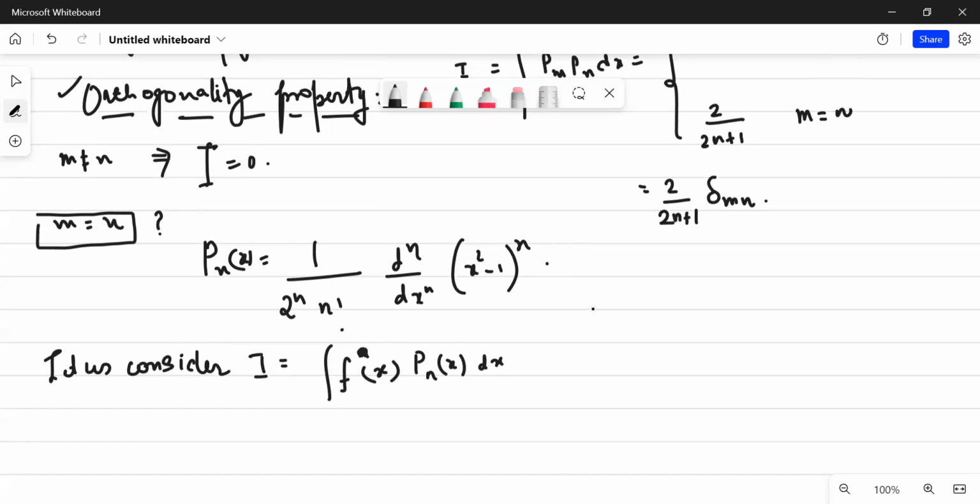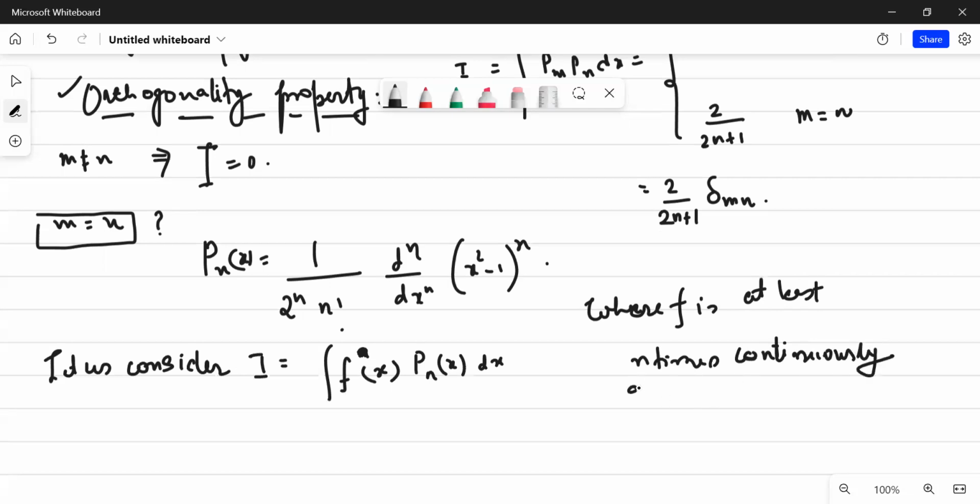Where f(x) is at least an n times continuously differentiable function. When I say continuously differentiable, it means the derivative is continuous. And when I say n times continuously differentiable, it means the function has n derivatives, and the nth derivative is also continuous.